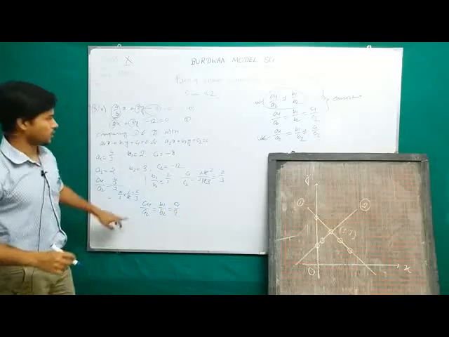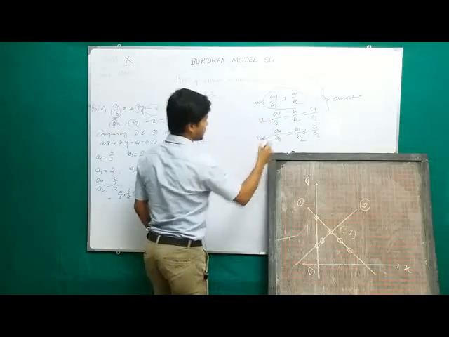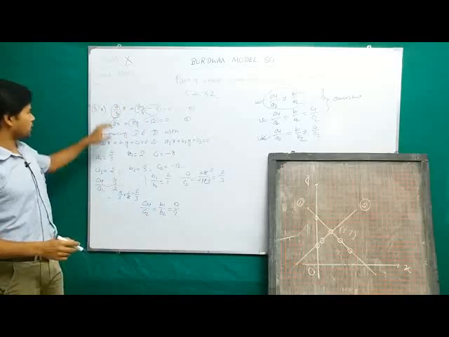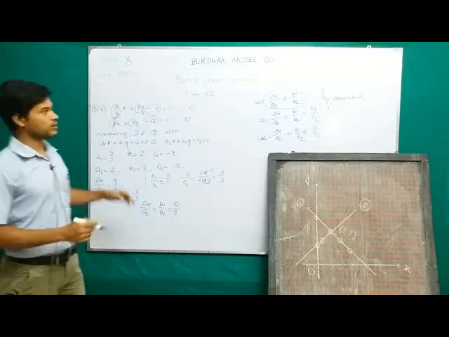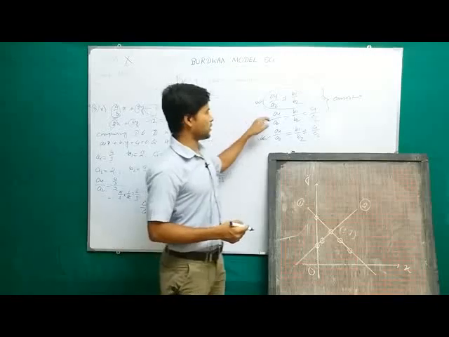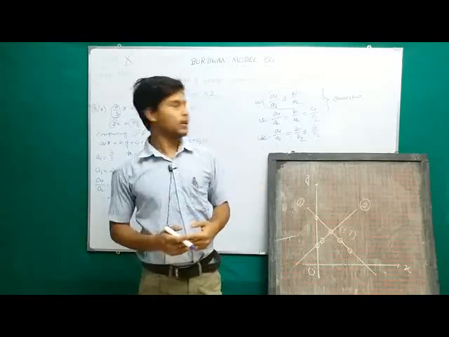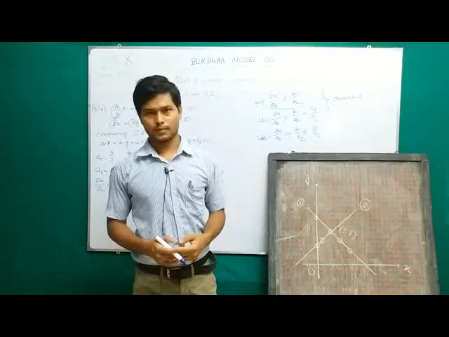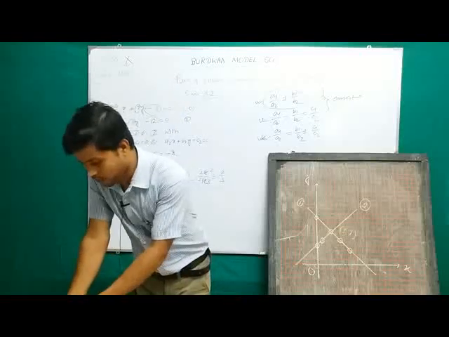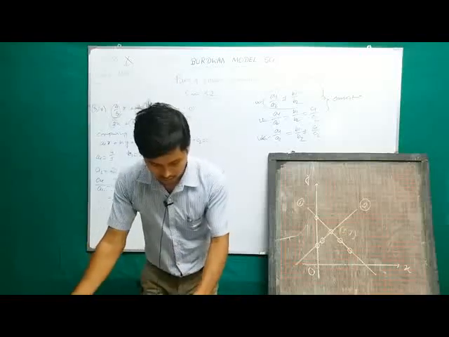That means the second condition is satisfied here. So we can say that the given pair of linear equations are consistent because they are coincident lines, so it has an infinite number of solutions. That means the given pair of linear equations is consistent.